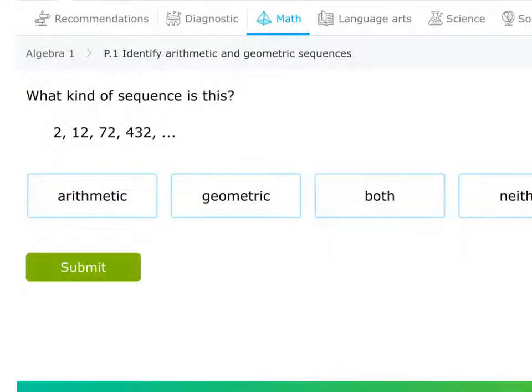This screencast is for IXL P1, identifying arithmetic and geometric sequences. In this IXL, you're going to be given a sequence, either in a word problem or a list like this, and you need to decide if it is arithmetic, which means we're going to add or subtract each time; geometric, which means we're going to multiply or divide each time; both, so that could be add, subtract, multiply, or divide; and then neither, of course, is going to be nothing that's going to work.